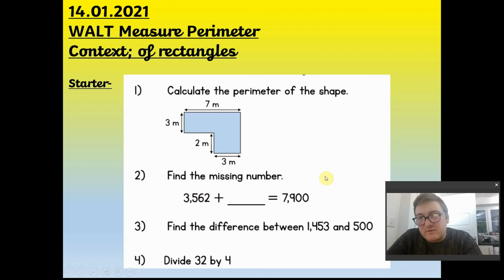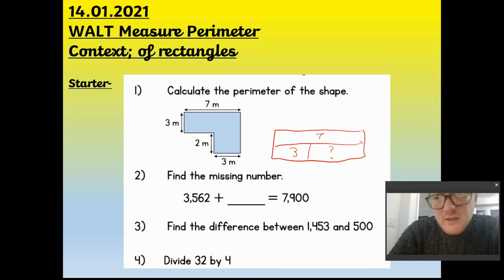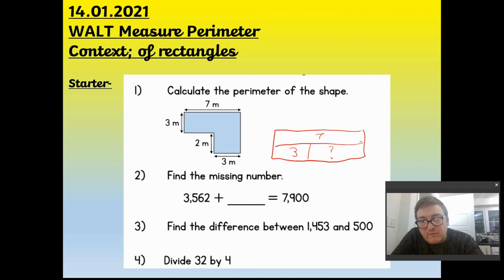Yesterday we talked about a bar model. So we've got 7, we've got 3. What's our missing amount? What operation do we need to do to work out what that missing amount is? Same with this question down the bottom. So let's just get our rubber out just a second.